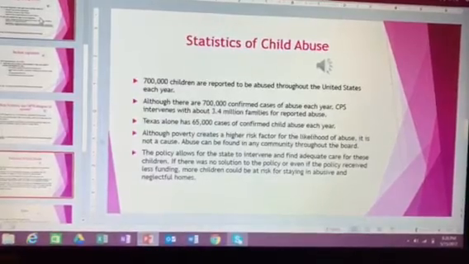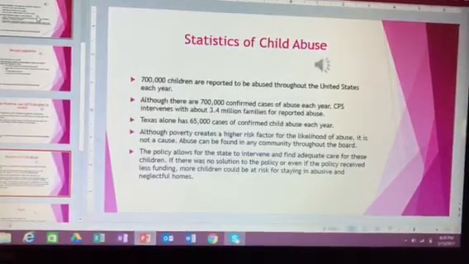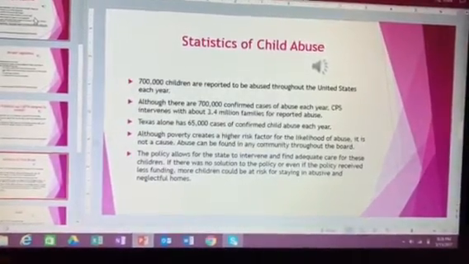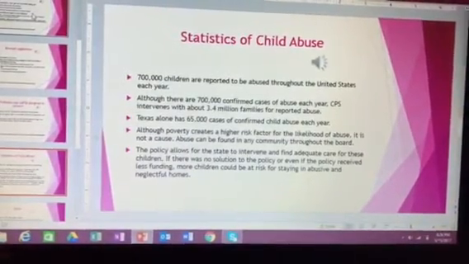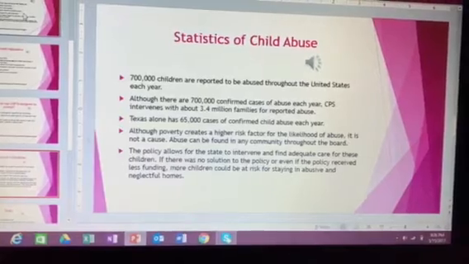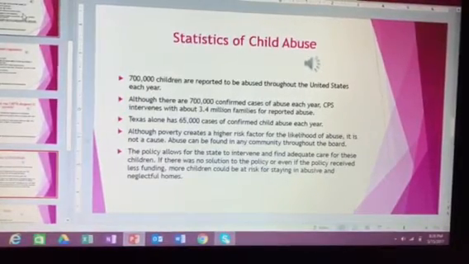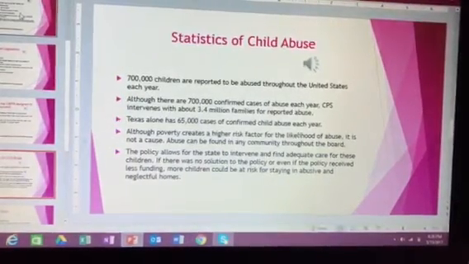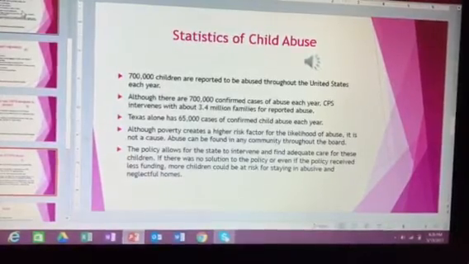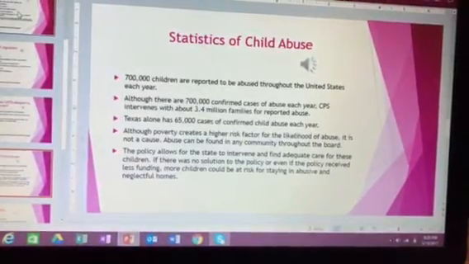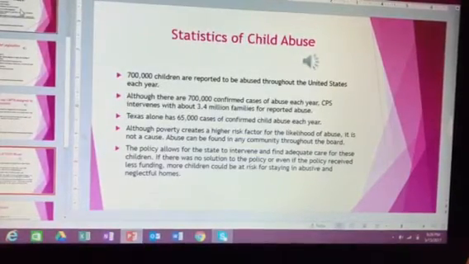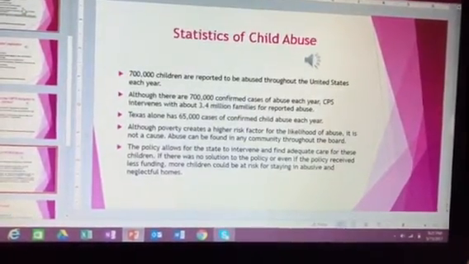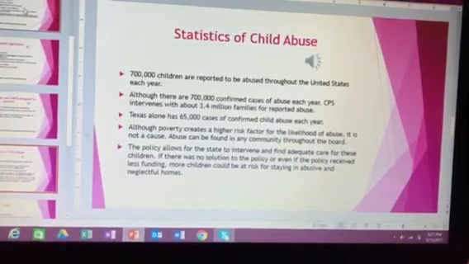Texas alone has 65,000 cases of confirmed child abuse each year. Although poverty creates a higher risk factor for the likelihood of abuse, it is not a cause. Abuse can be found in any community throughout the board. The policy allows for the state to intervene and find adequate care for these children. If there was no solution to the policy, or even if the policy received less funding, more children could be at risk for staying in abusive and neglectful homes.